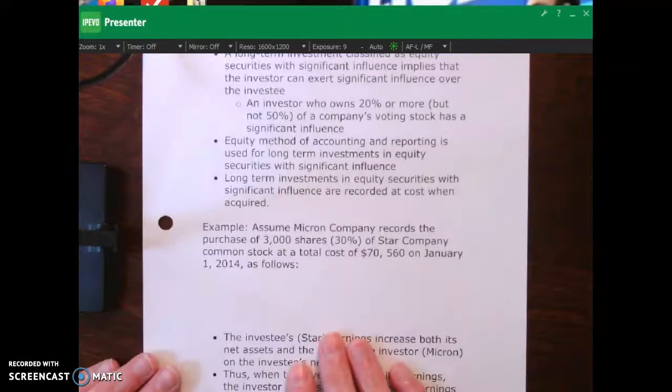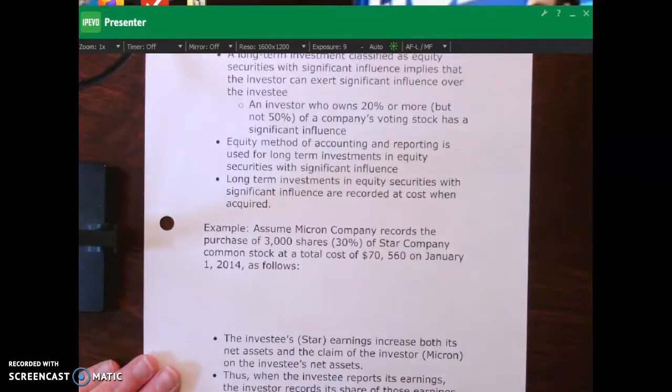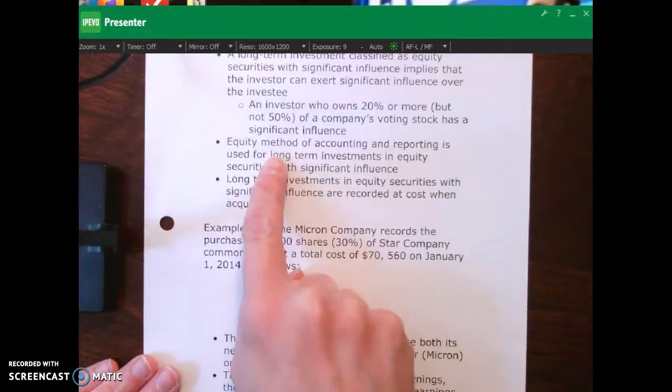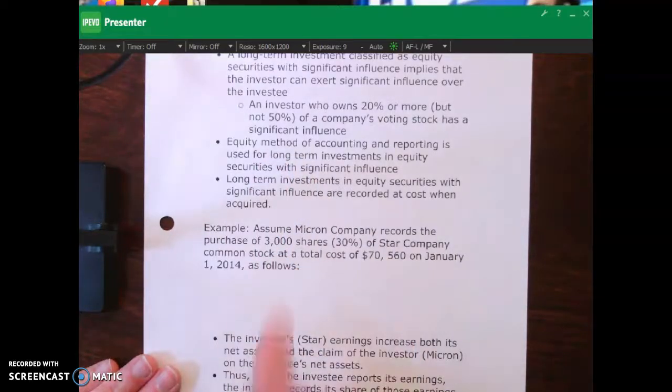So what we actually have to do is we're going to use the equity method of accounting. Now, we're not going to go into too much detail on this, but we will do some basic journal entries for purchasing shares of stock with influential investments, and then also disposing of those as well.